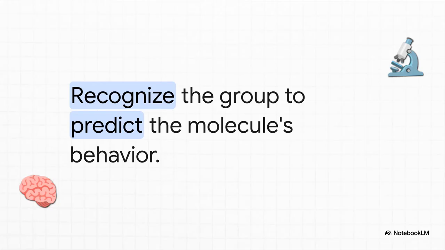So the ultimate takeaway from this explainer is that you now have the conceptual tools to look at a seemingly abstract chemical structure and instantly deduce its real-world physical behaviors. If you recognize the group, you can predict the molecule.